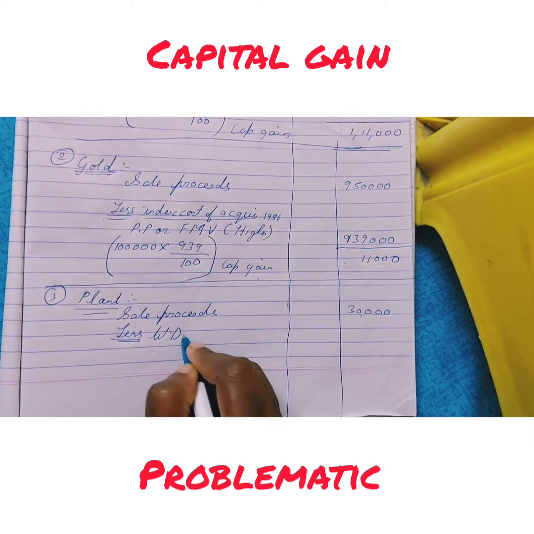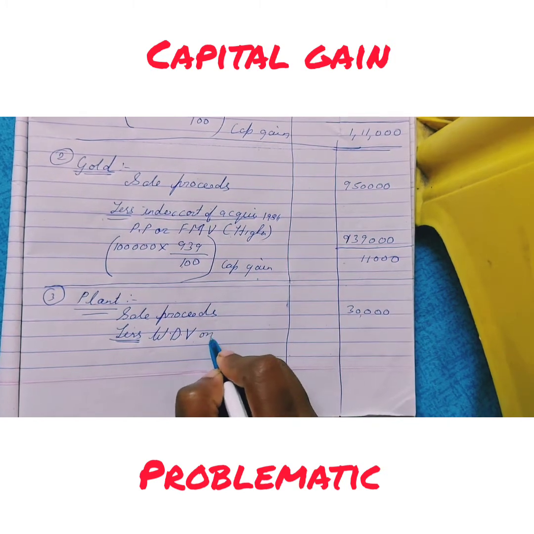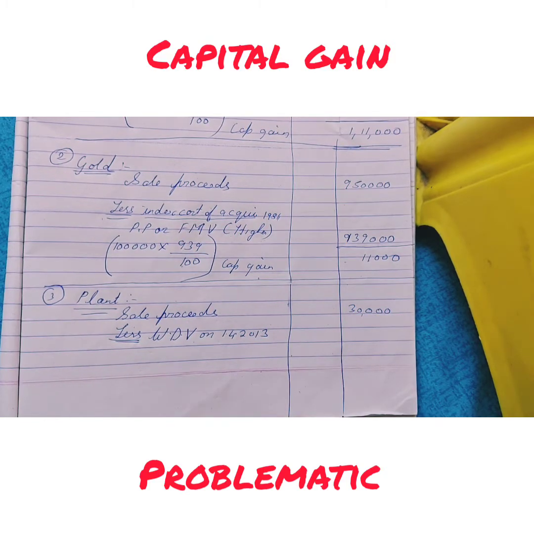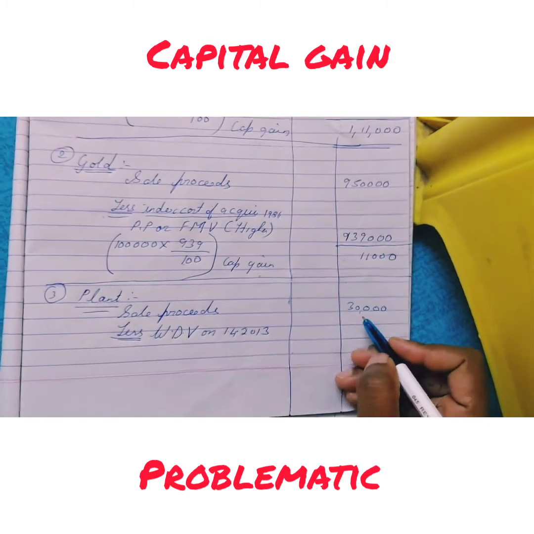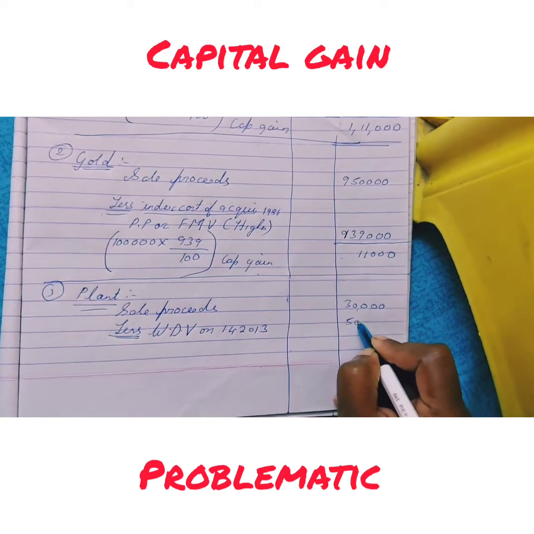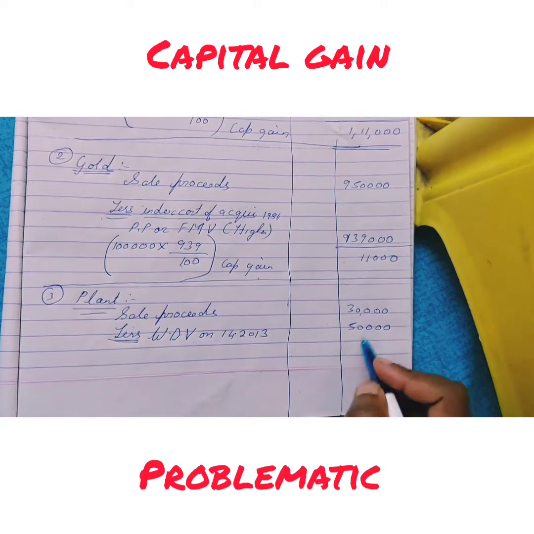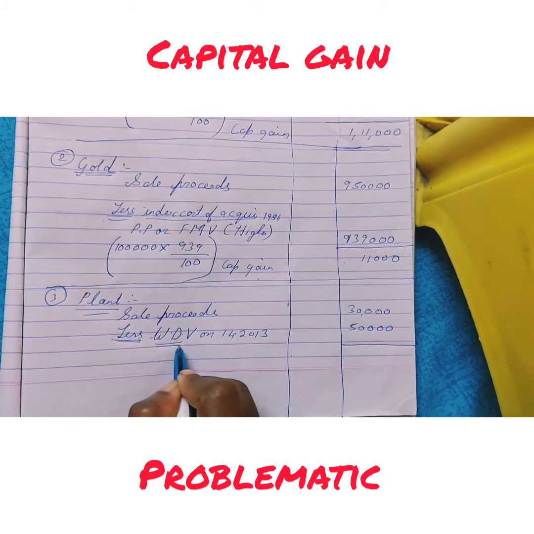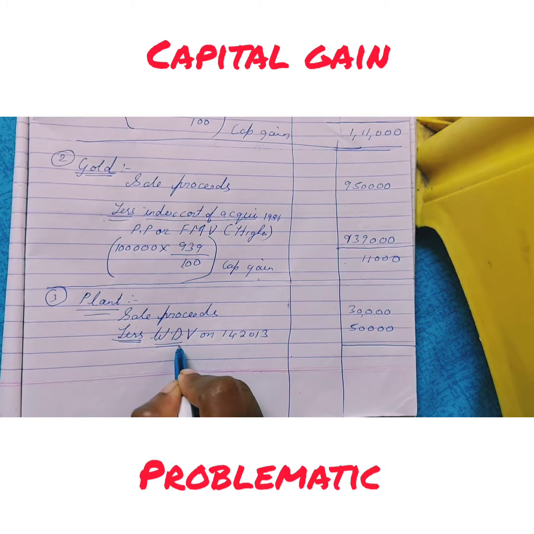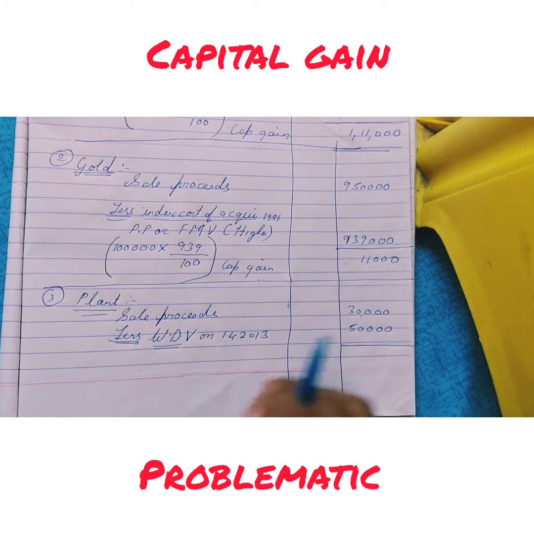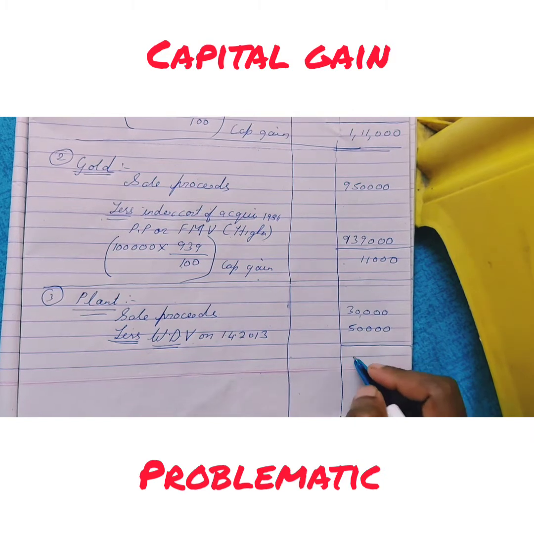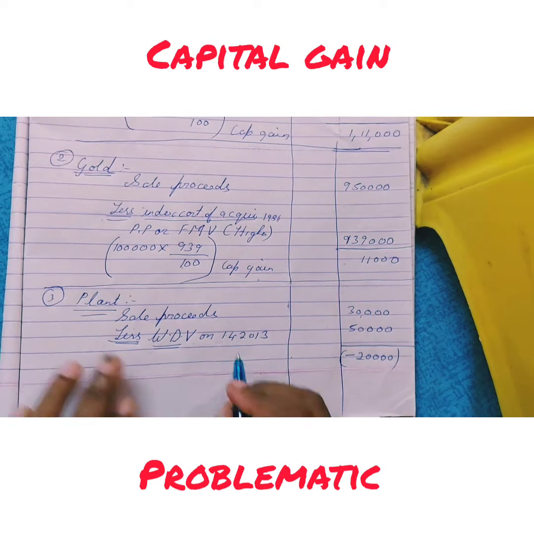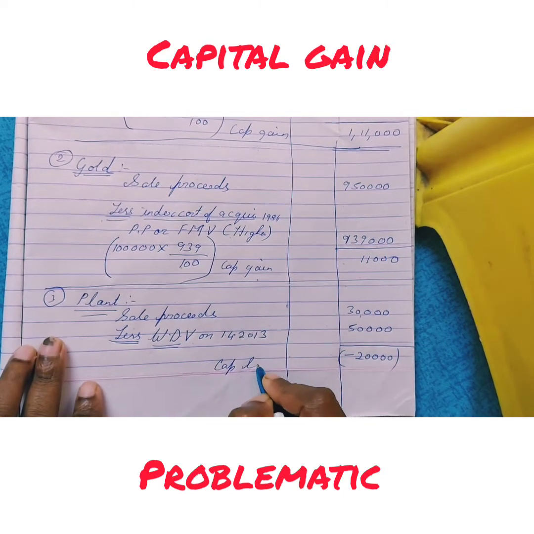So less, written down value on 1/4/2013. Okay, so it was 50,000. So just deduct. No need of calculating index cost of acquisition for plant because written down value is given. Whenever written down value is given, straight away deduct it from the sale proceeds. So it comes in minus. 30,000 minus 50,000 is minus 20,000. So there is a loss. That is capital loss, not gain.